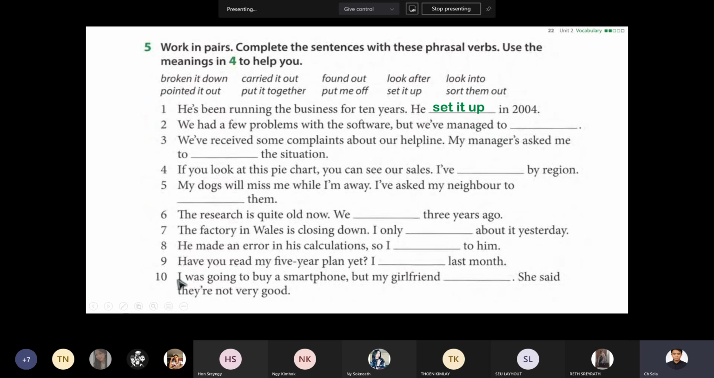Okay, number two until number 10, you can do it by yourself. I give you 10 minutes. Is it okay, guys? Yes, teacher. Okay, so 10 minutes. After 10 minutes, it will be 8:30. We will check the answers together. All right. Please do it by yourself. Don't copy from your friends.